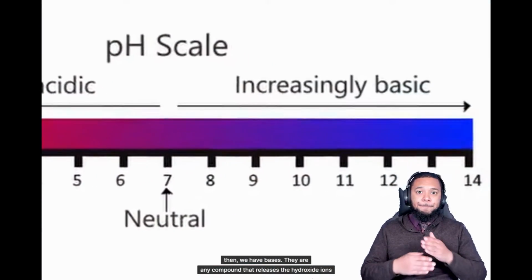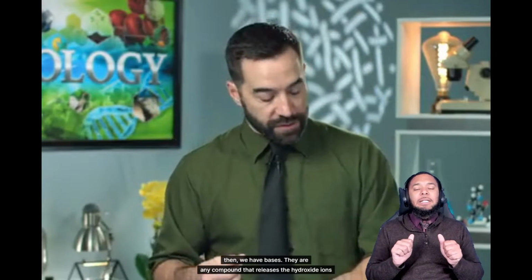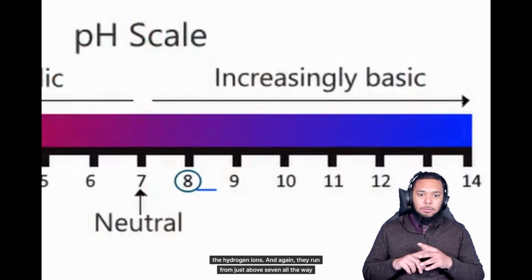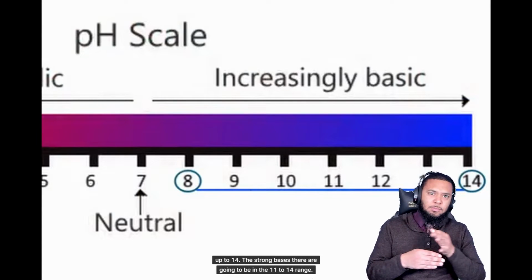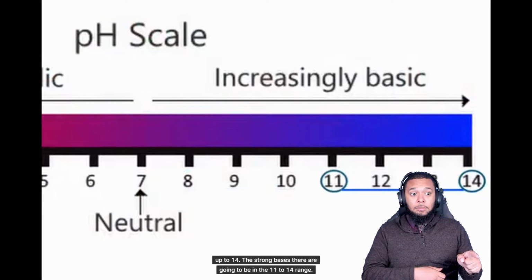At the other end of the spectrum, then we have bases. They are any compound that releases hydroxide ions into solution. They have a higher concentration of hydroxide than they do hydrogen ions. And again, they run from just above 7 all the way up to 14. The strong bases there are going to be in the 11 to 14 range.